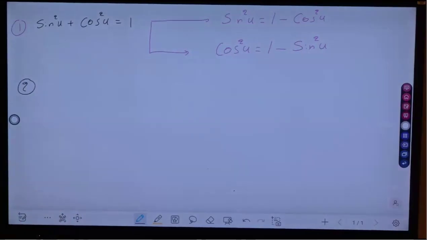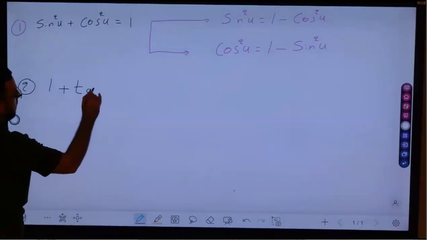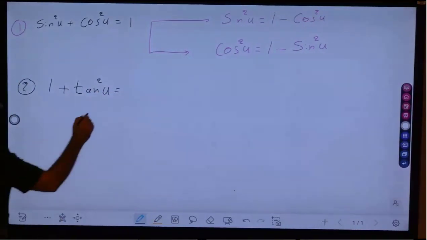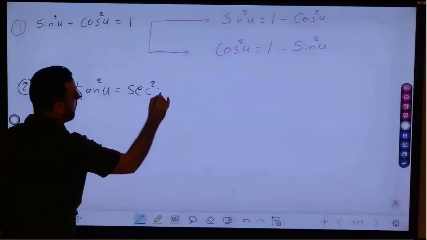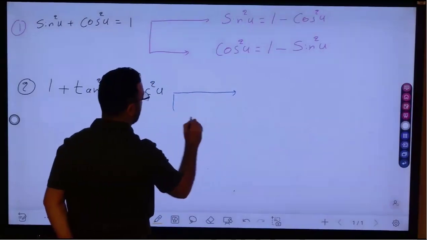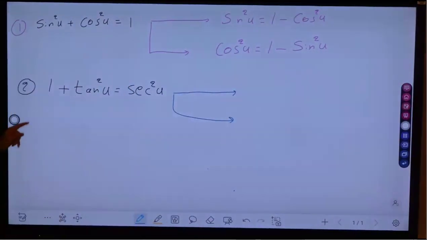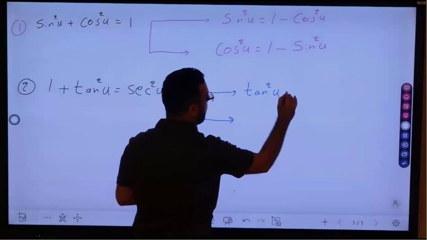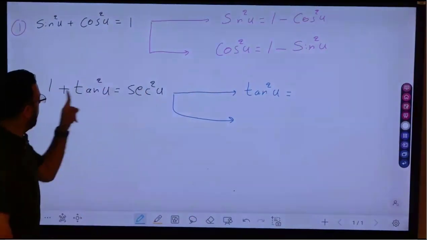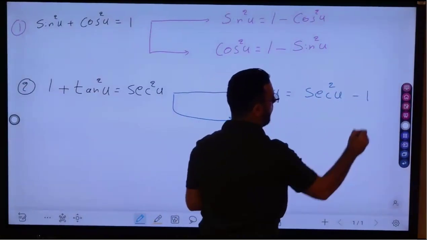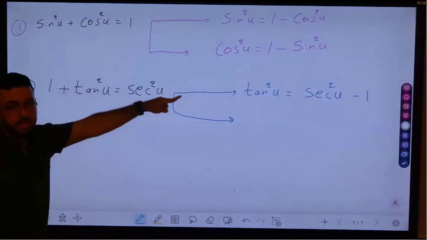The second one says 1 plus tangent square u equal what? Equal secant square of u. That means I can also get two rules. I can say tangent square of u equal secant square u minus 1, just moving the 1 to the other side.